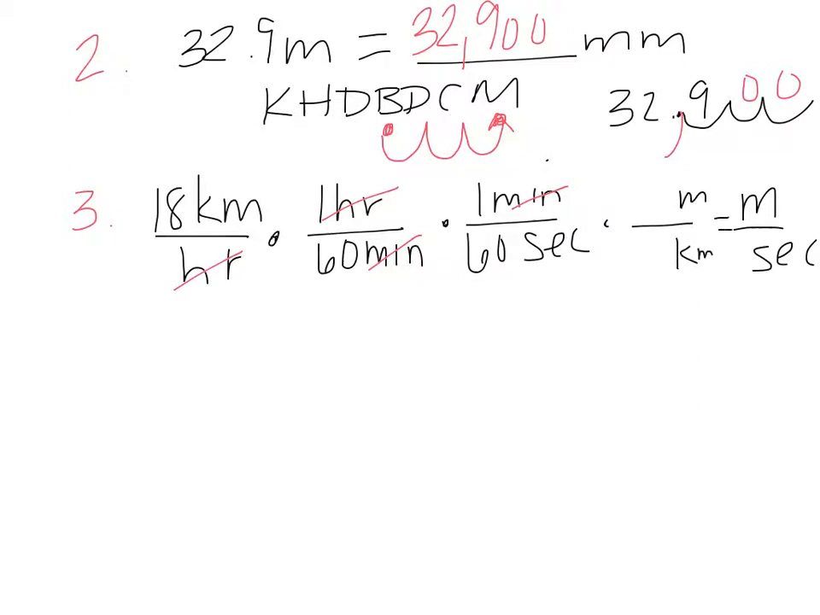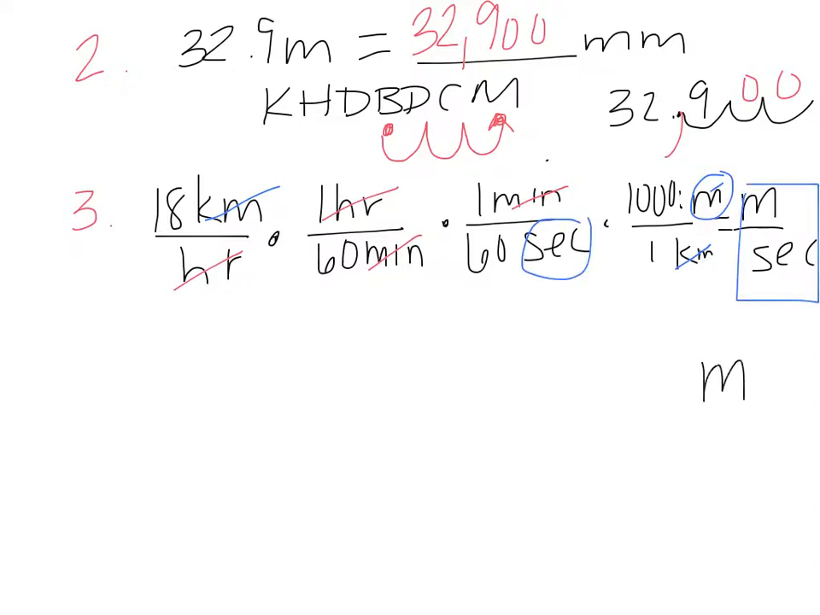Now we need to go from kilometers to meters. If you look at your sheet, there are 1,000 meters in 1 kilometer. So now your meters are, not your meters, we don't want to cross that out. Kilometers are going to cancel out, and you're left with meters in your numerator and seconds in your denominator, which is exactly what you want for your answer.